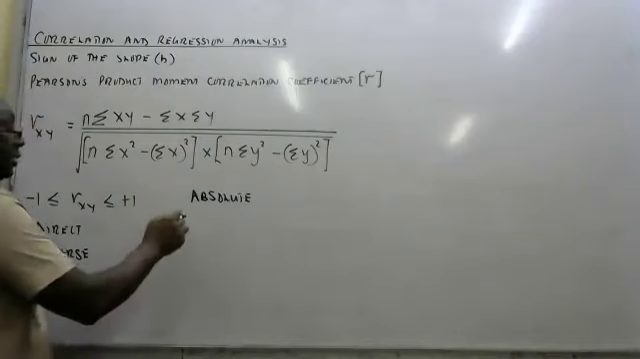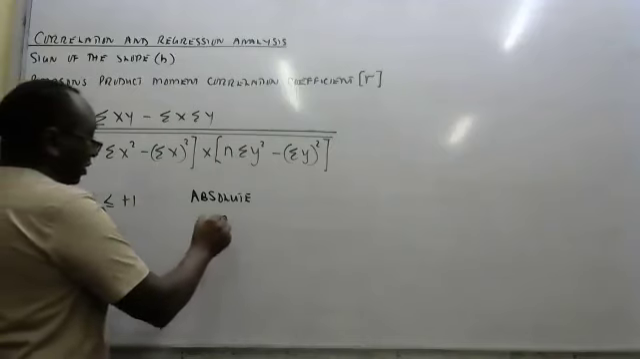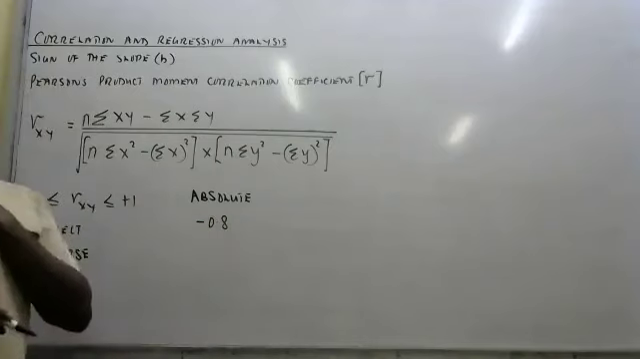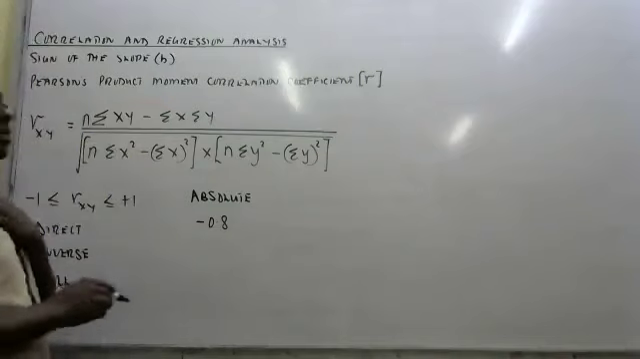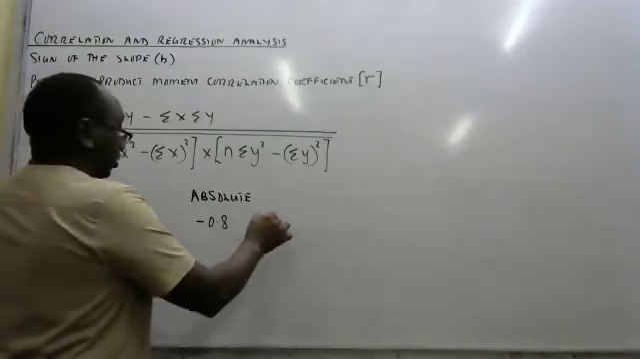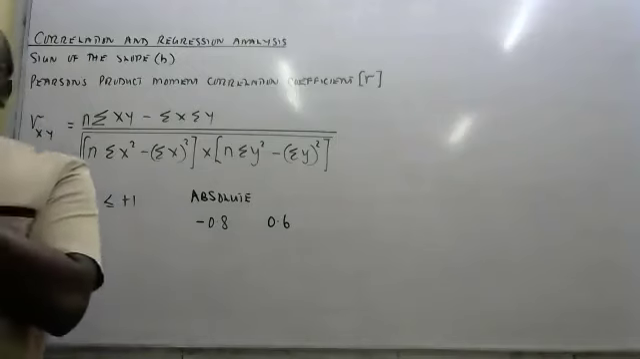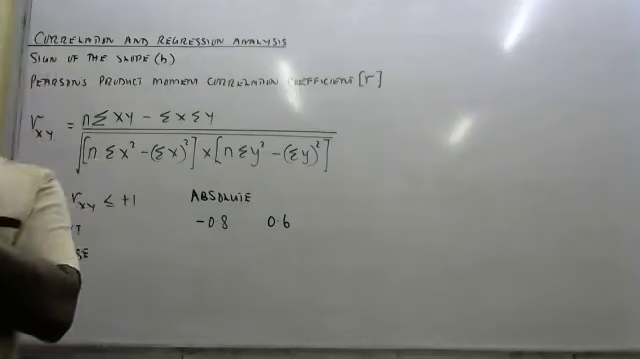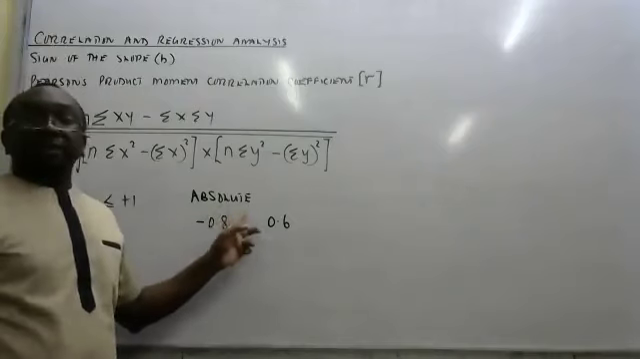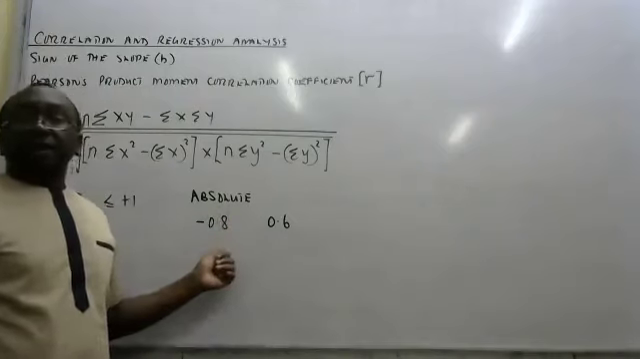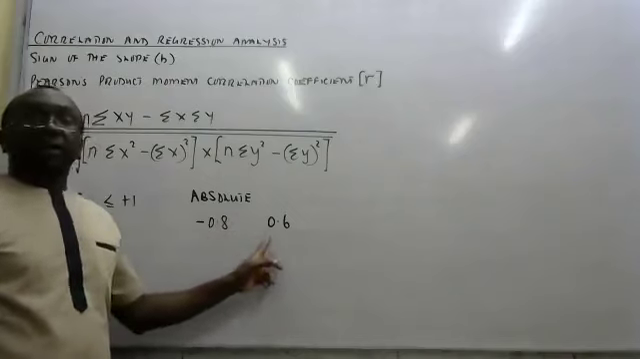E.g. minus 0.8 represents a stronger relationship than 0.6. The reason is because when you see the word absolute, it means you ignore the negative sign. So you see now, if you ignore the negative, this is closer to 1 than this.